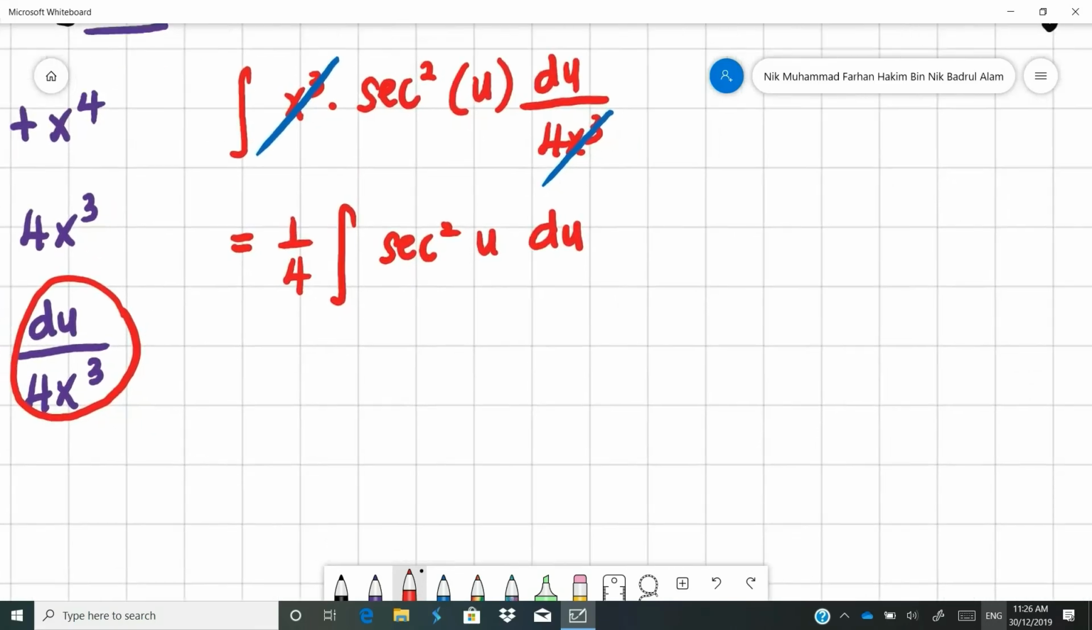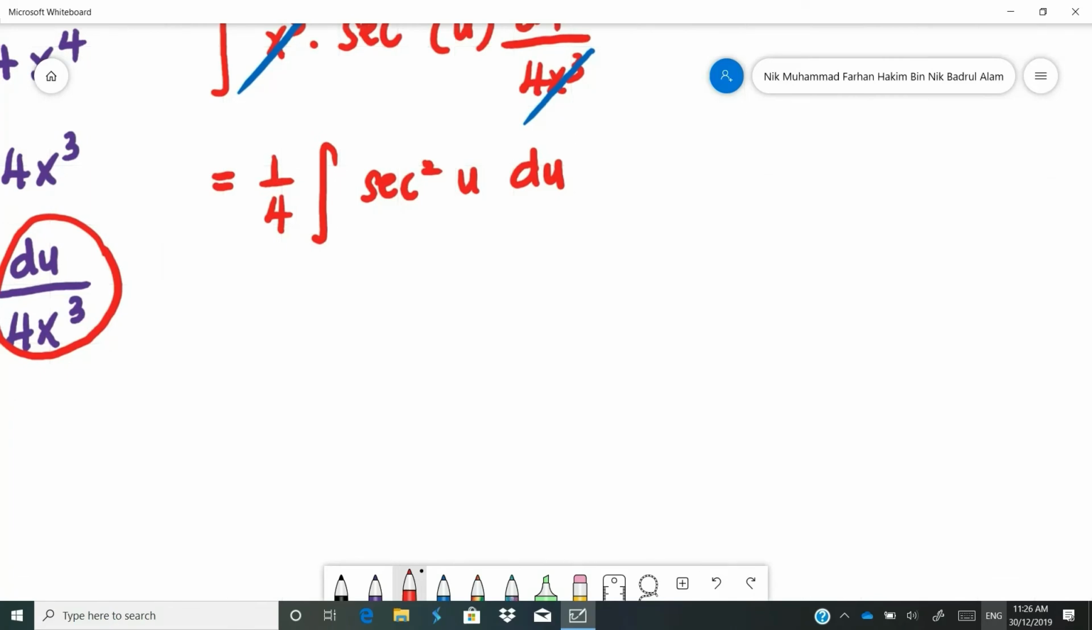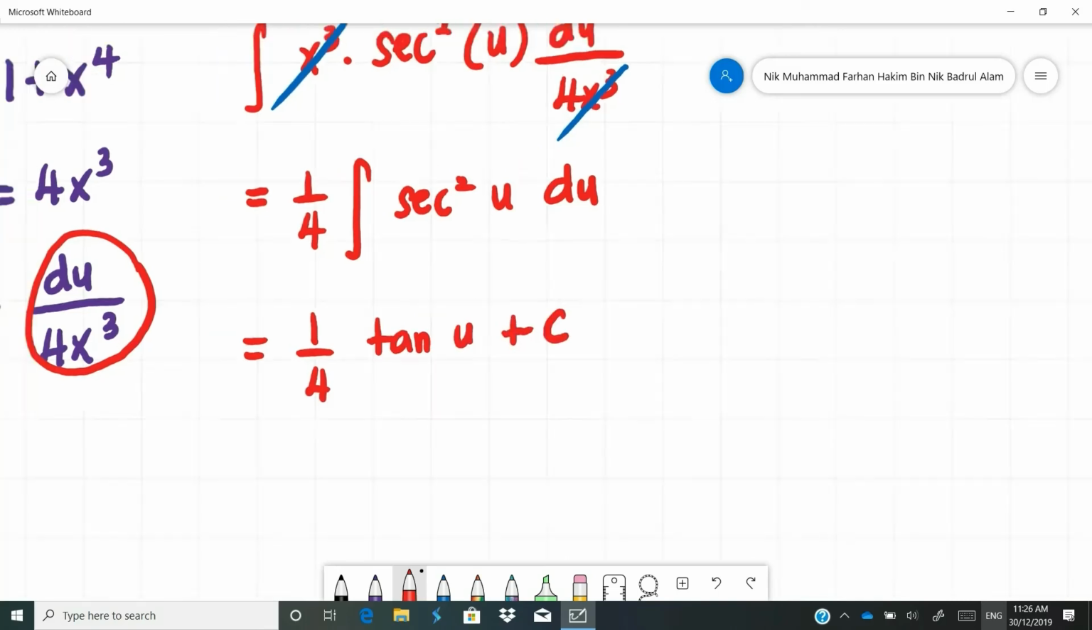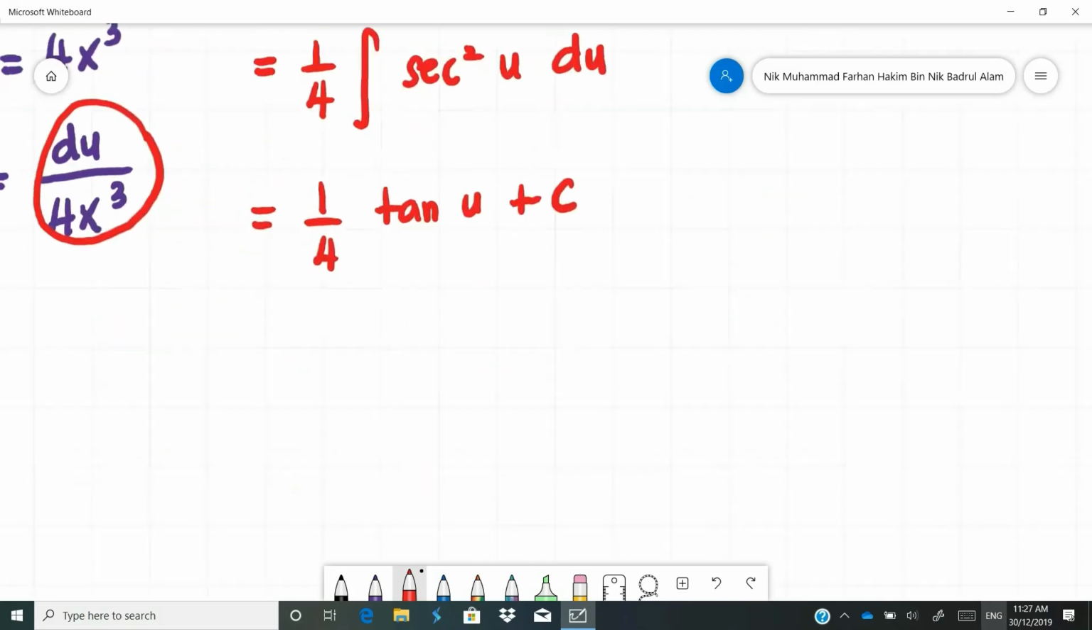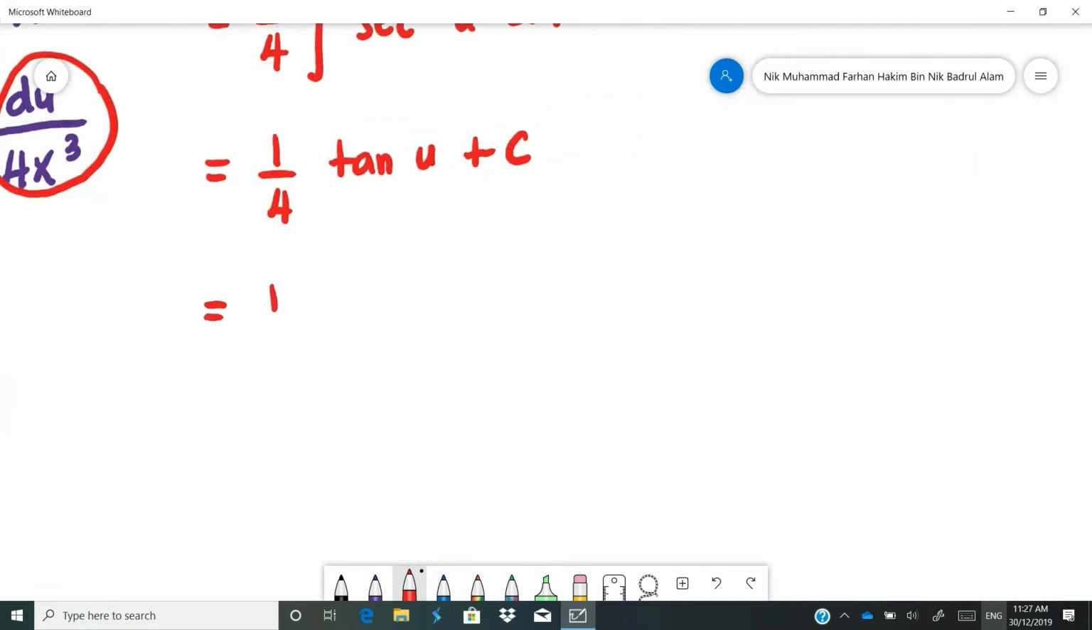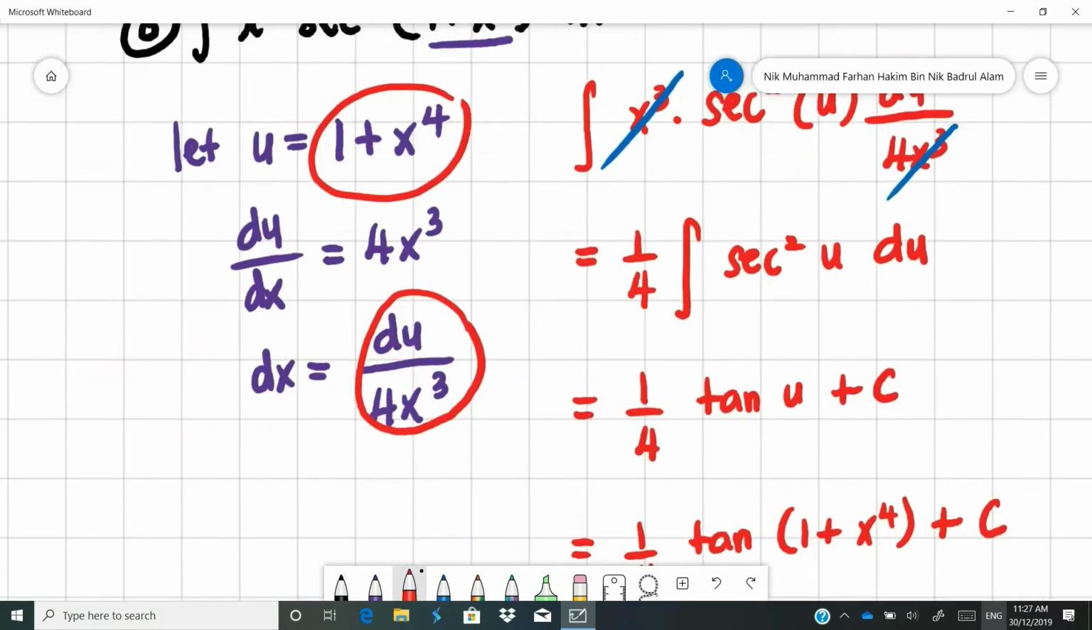Do you know how to integrate secant square? Of course, we get back to the tangent. Alright, so 1 over 4 tangent u plus c. What is u? U is actually this one, 1 plus x to the power of 4. So you will have 1 over 4 tangent 1 plus x to the power of 4 plus c. You're done with this one, alright?